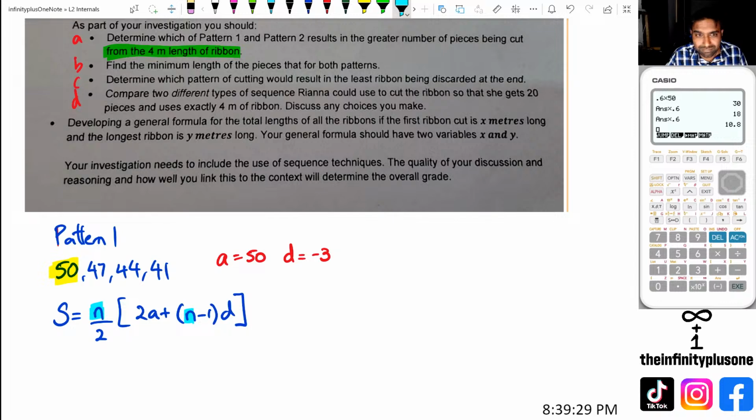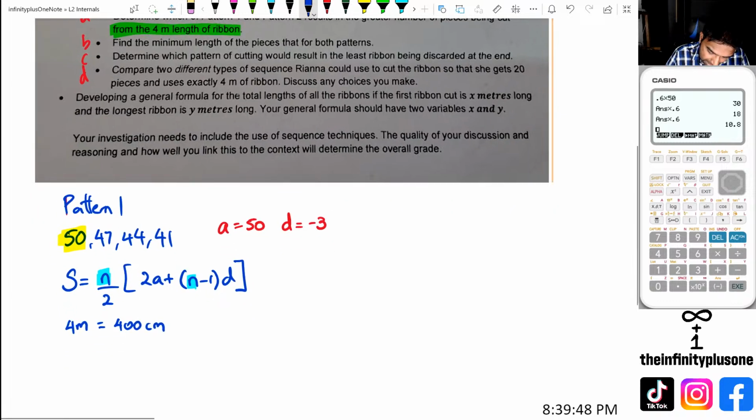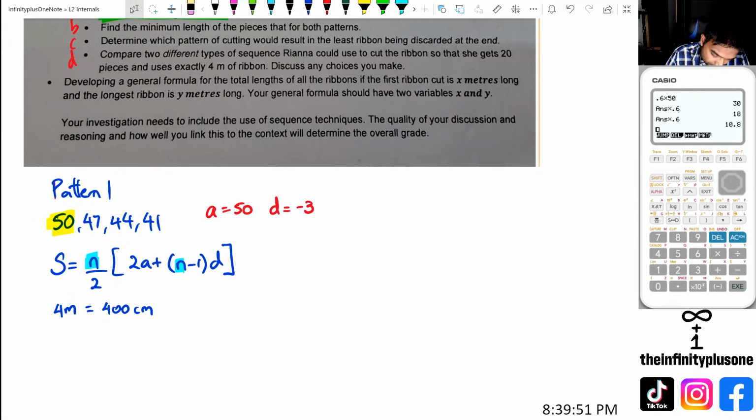400, is it? 4 meters is 400 centimeters? Yeah, it is. So I'm just going to write that down here: 4 meters is equal to 400 centimeters. Alternatively, you can use 4 as well, but then your a value would become 0.5, and your d value would become negative 0.03. So we're going to go with 400 because that's easy. So S is equal to 400.